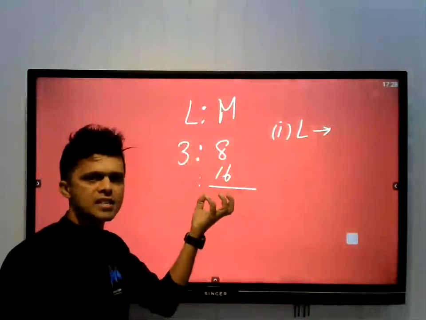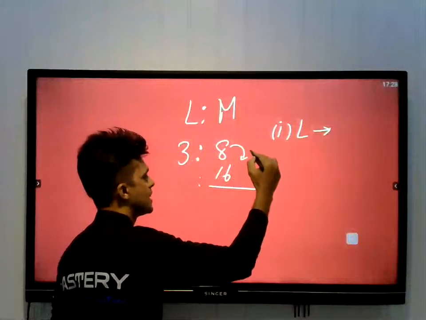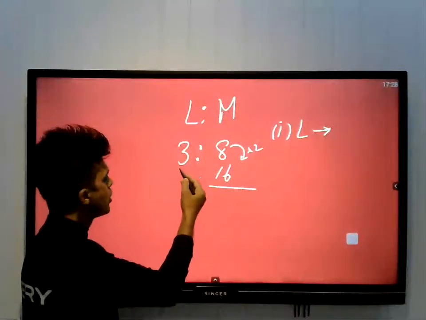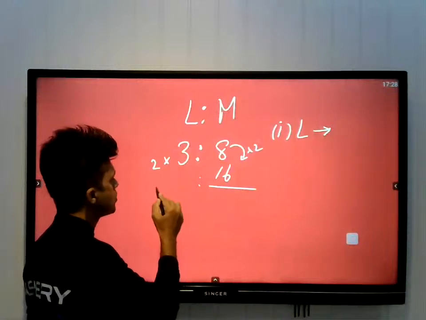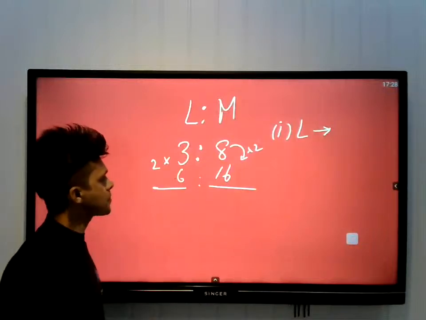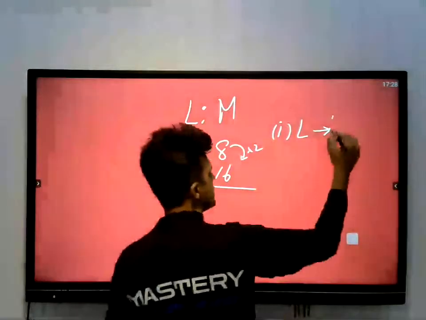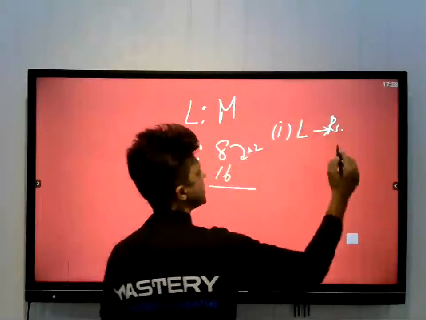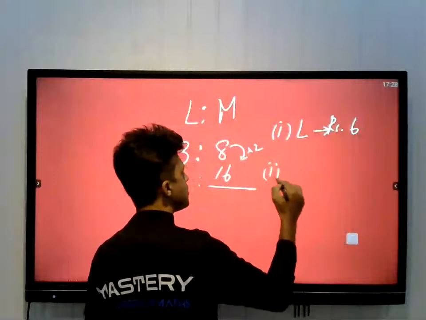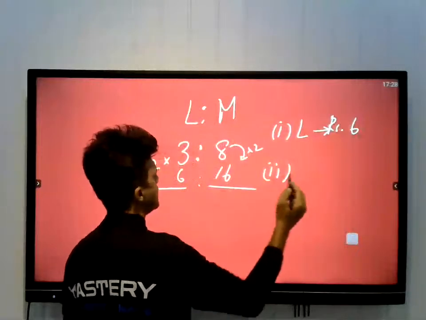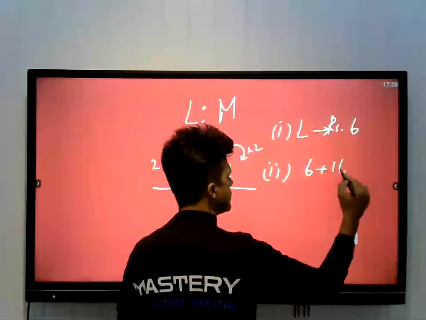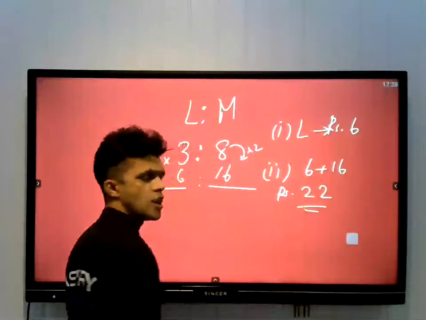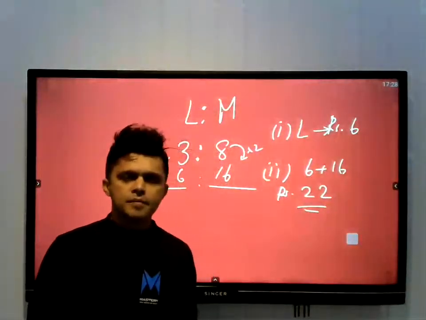Here, how can we get 16? You know that 8 times 2 is 16. So here also we could simplify in this way. Then 3 times 2 is 6. So the amount taken by L is 6 rupees. The divided amount can be taken as 6 plus 16, which is 22 rupees.